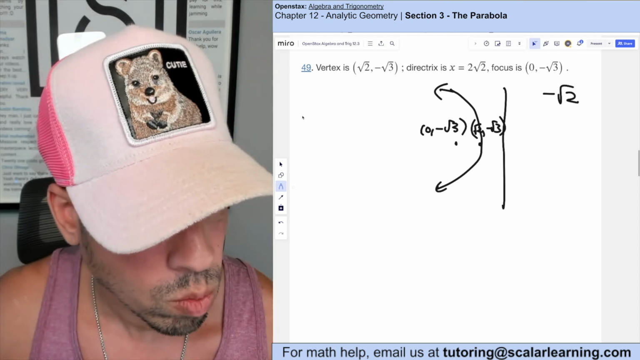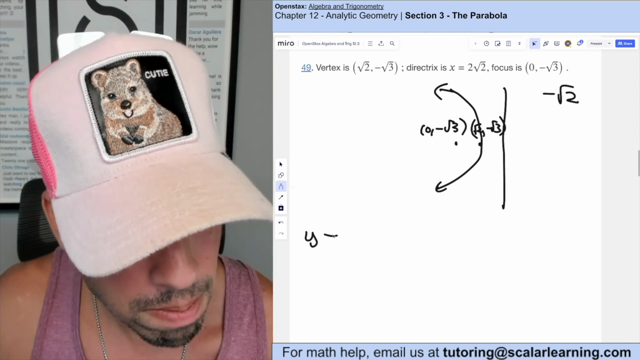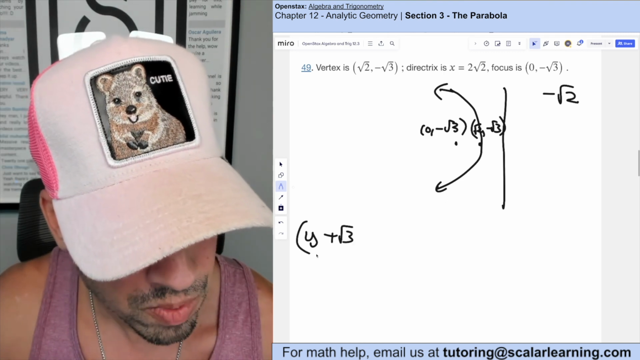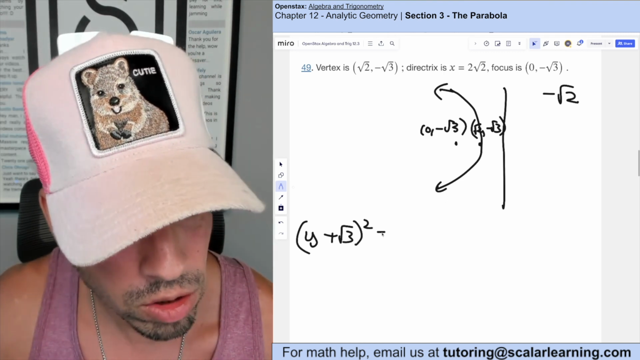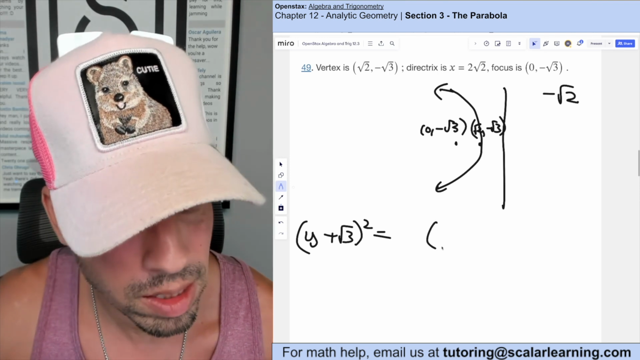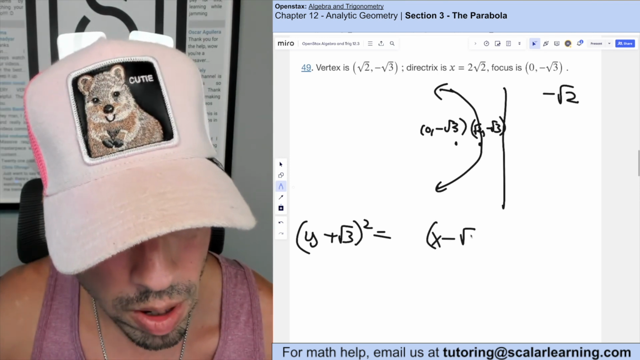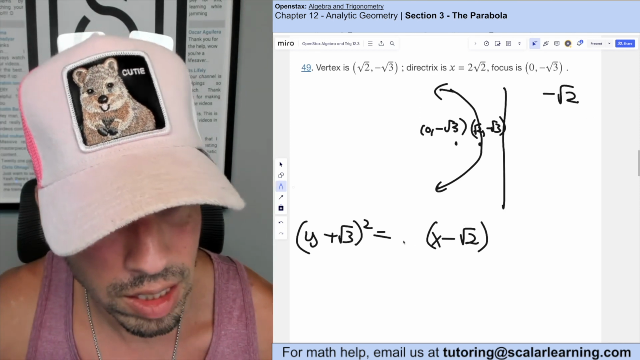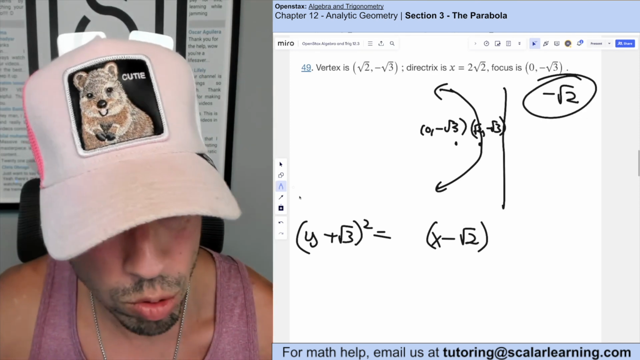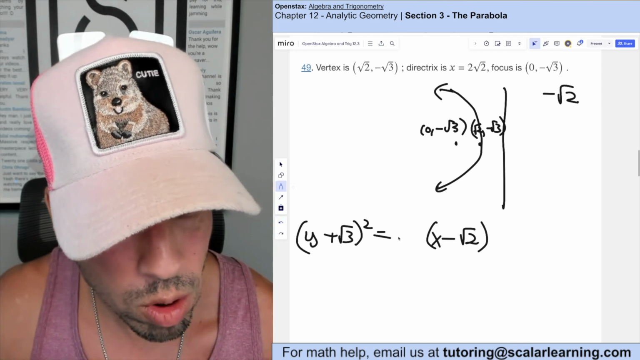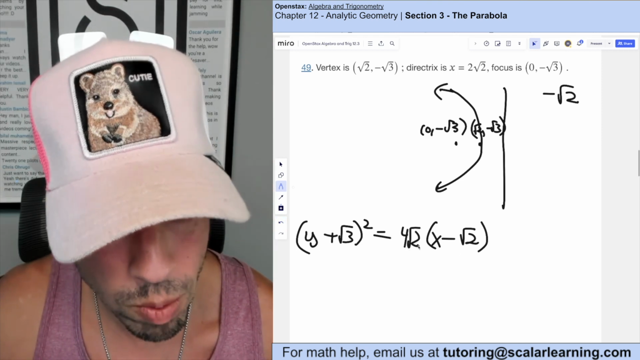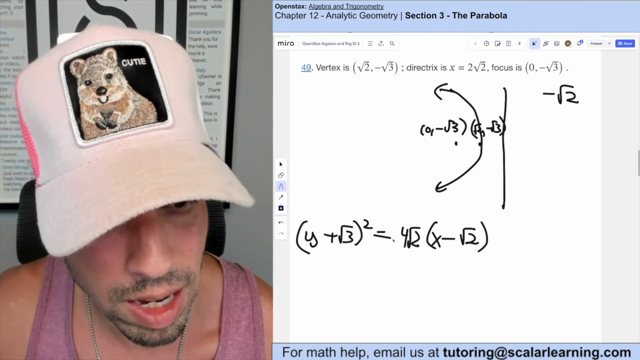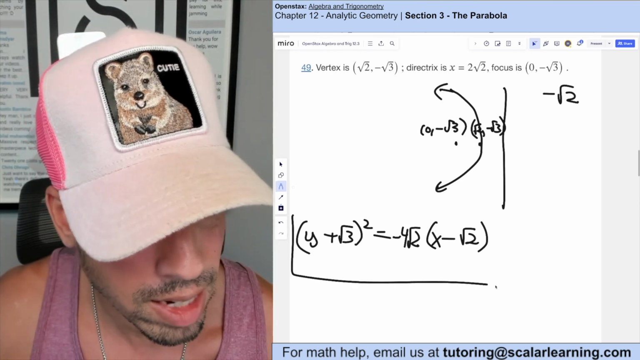So we have, here, let's do it down here so we have some room. Y minus this value of the vertex, so that would be y plus rad 3 squared, and on the other side we're going to have x minus that value, x minus rad 2, like so. And then out here we're going to have 4 times that p-value, which we already said is negative rad 2. Or if you forget that it's negative, you could just be like, well, wait a minute, it's 4 rad 2, because I know that's a distance of rad 2, but it's opening left, so we've got to have a negative. And that's how you do it.